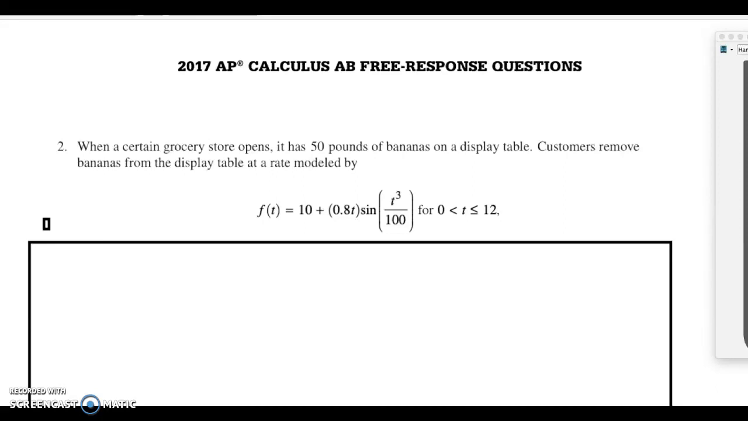Okay, here we are with the 2017 AP Calc test. We're looking at problem number 2. Problem number 2 is a calculator question, so we'll bring the calculator part in here.